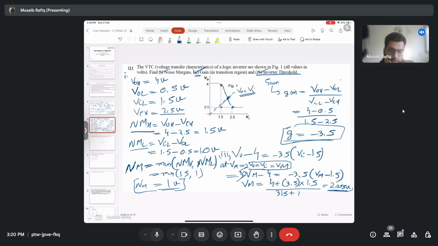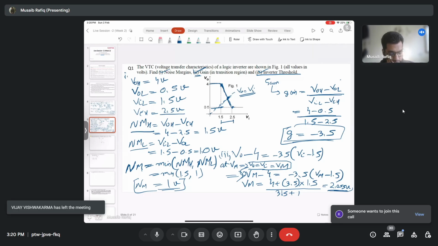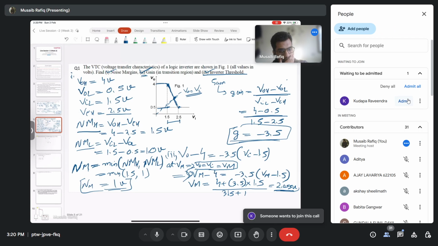Now someone has requested about part 2, where I need to find the gain. Basically gain is the slope of this transition region. So gain is equal to taking this point, VOH, and this point, VOL: VOH minus VOL, that is Y2 minus Y1, divided by X2 minus X1, that is 1.5 minus VIH, that is 2.5. I have written that here: 4 minus 0.5 over 1.5 minus 2.5, and once you do the maths, you will get G equal to minus 3.5 volts. Is it clear?